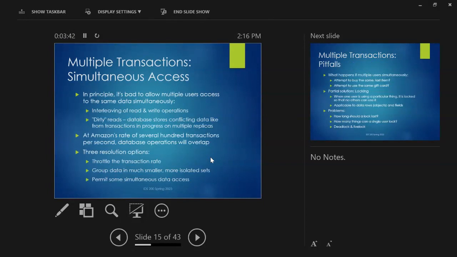All right. Now, this is where we're touching back on some stuff from isolation, right? Remember ACID properties, remember isolation. So in principle, it's bad to allow multiple users access to the same data simultaneously. I'll give you an example.